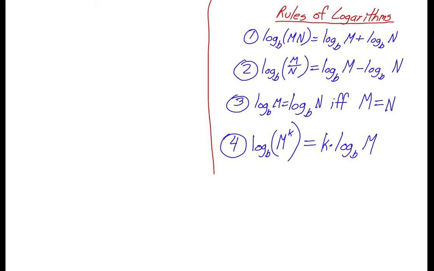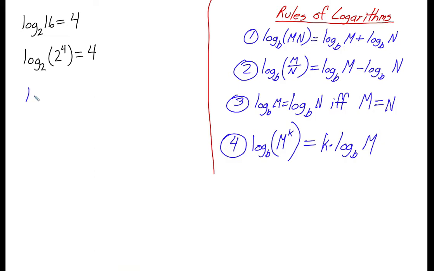Imagine that we have something like the log base 2 of 16. Hopefully this shouldn't take you too long to figure out that that is 4, because 2 to the 4th is 16. And another way we could have written this original question, the log base 2 of 16, is the log base 2 of 2 to the 4th, which is 4.